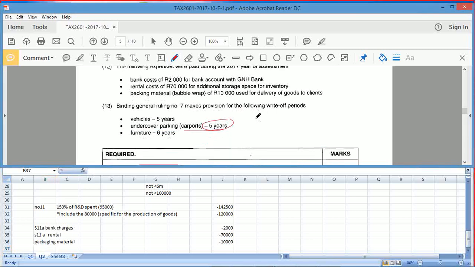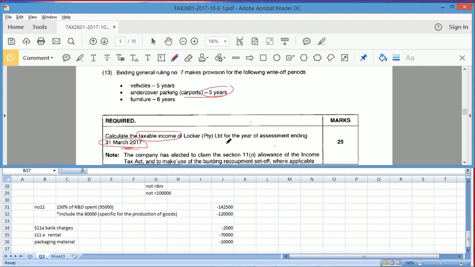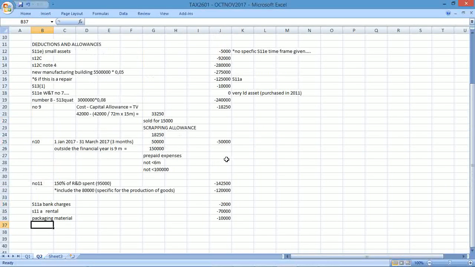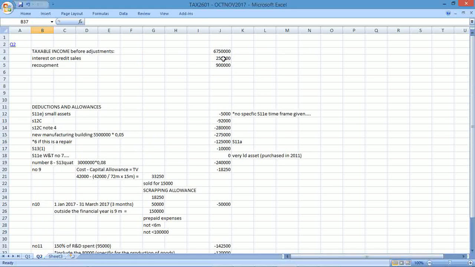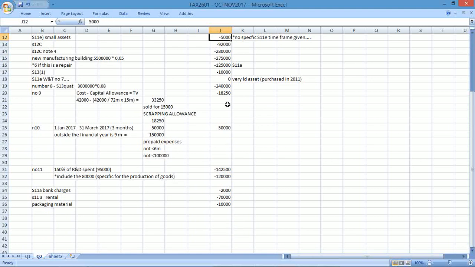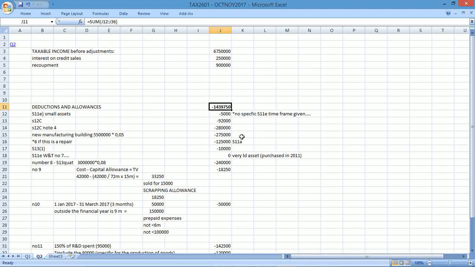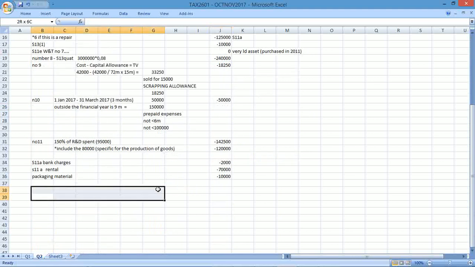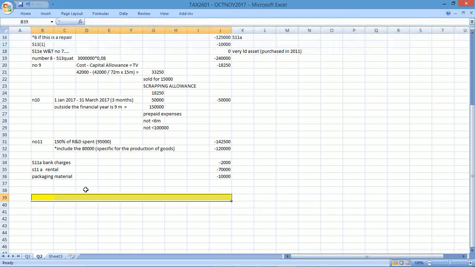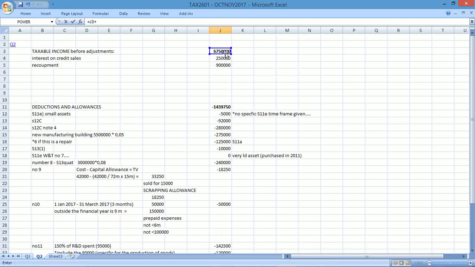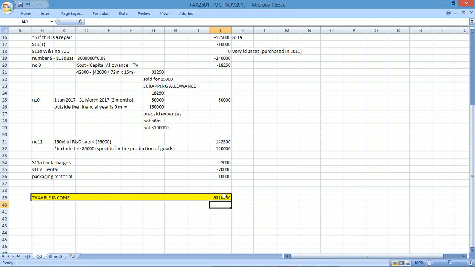Okay, and then that's the end. So then you would just sum up in total. This was before and after. That's fine. We just need to sum up this one. So, taxable income minus deductions and allowances gives you that figure.